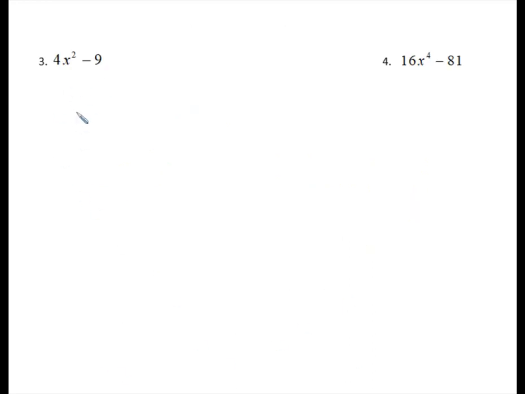Number 3 here. If we recognize this problem, this is what we called a difference of squares, because we can get the problem to fit this format right here. So this would be 2x, this would be 3. So our factors were 2x plus 3 and 2x minus 3, right?